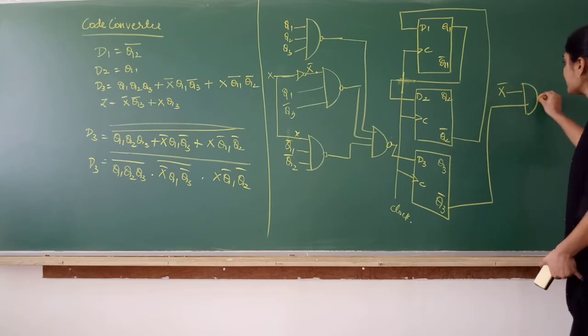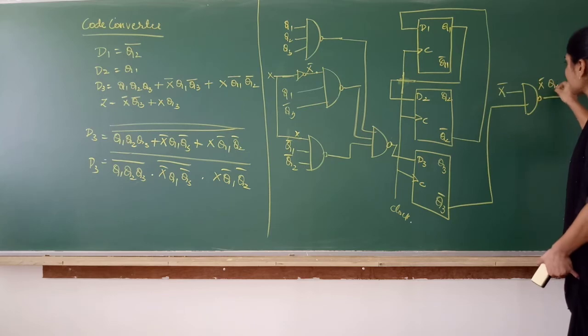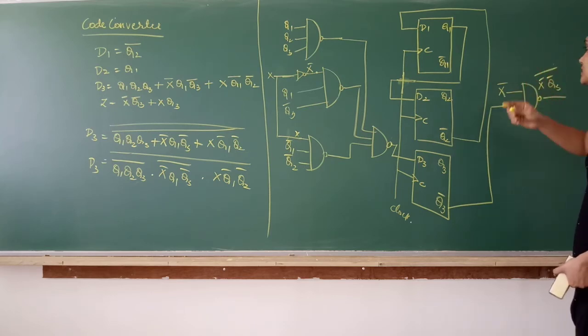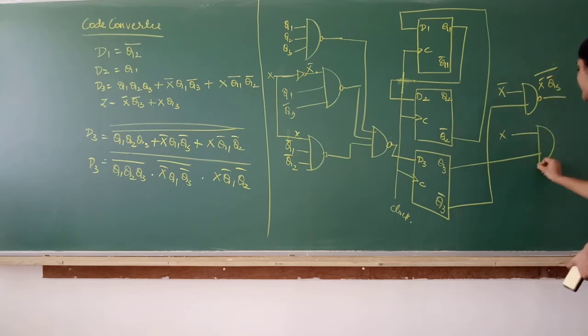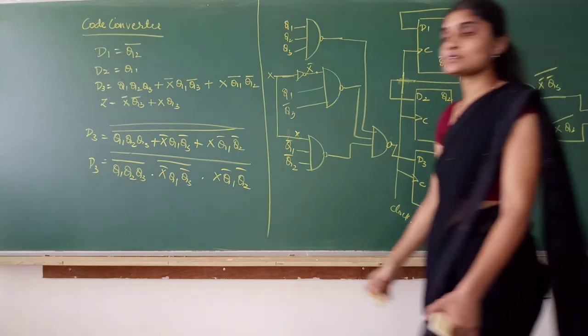So with a NAND gate, you get X bar Q3 bar whole bar. X Q3 I have here, again to a NAND gate. So what do I get here? X Q3 whole bar. Give these to one more NAND gate. So the output is X bar Q3 bar whole bar, X Q3 whole bar, whole bar, which is nothing but X bar Q3 bar plus X Q3.